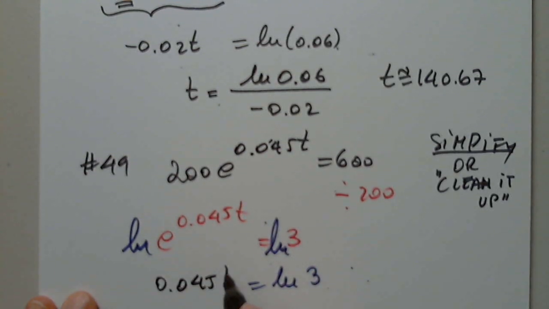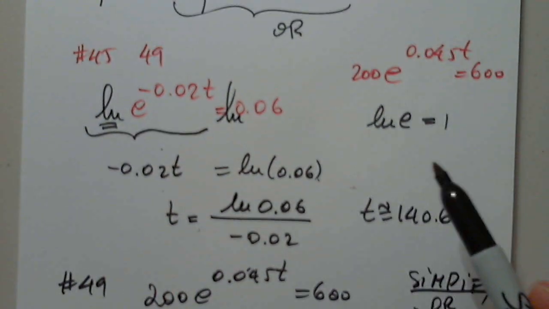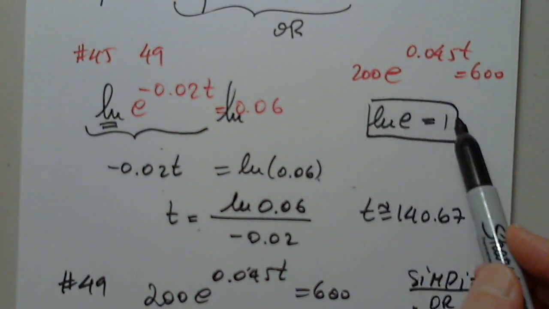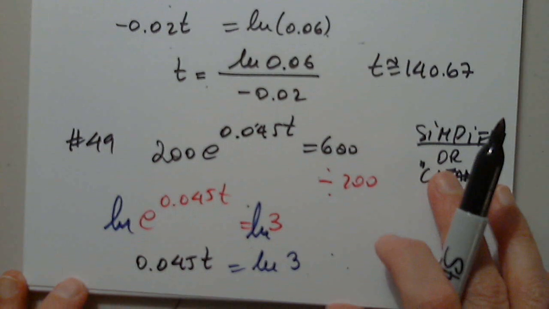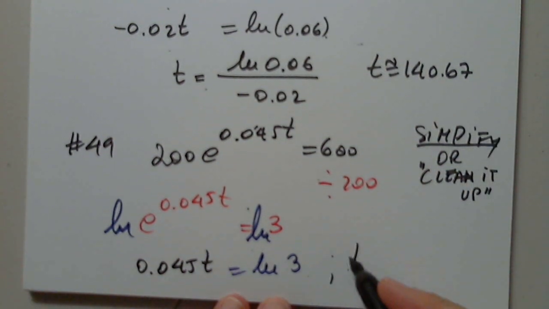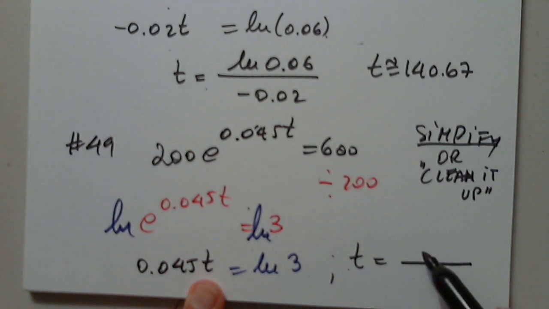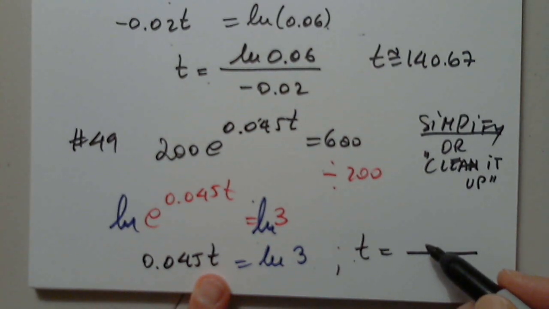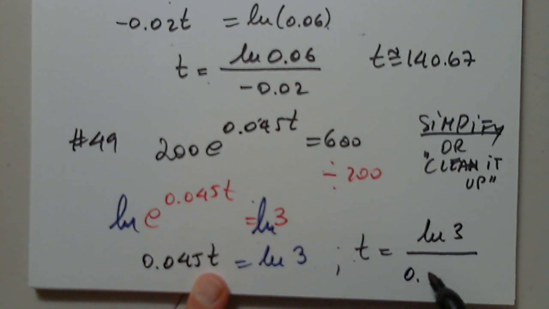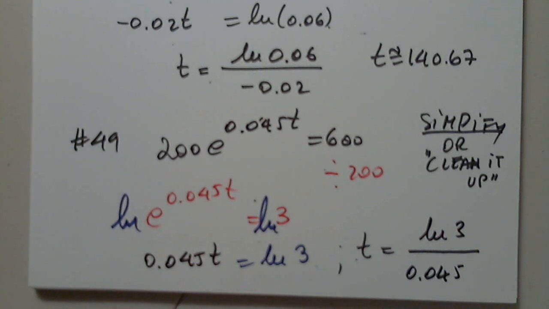0.045t. Why don't we write natural log e? Because I would have written times 1. Yes, indeed. So then t from here would be, what do I write? Natural log 3 over 0.045. Excellent. Great job.